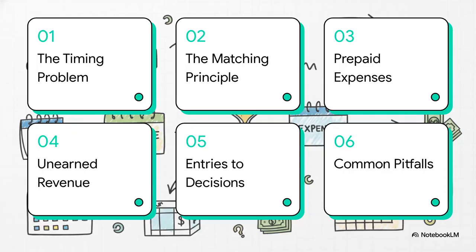Okay, here's our game plan for today. First, we're going to define the core problem of timing itself. Then, we'll introduce the fundamental rule that solves it, which is called the matching principle. From there, we'll see this principle in action, applying it to two really key scenarios: prepaid expenses and unearned revenue. And maybe most importantly, we'll connect the dots from these accounting entries to high-level decision-making. We'll wrap up by going over some common mistakes to make sure you can avoid them in your own analysis.